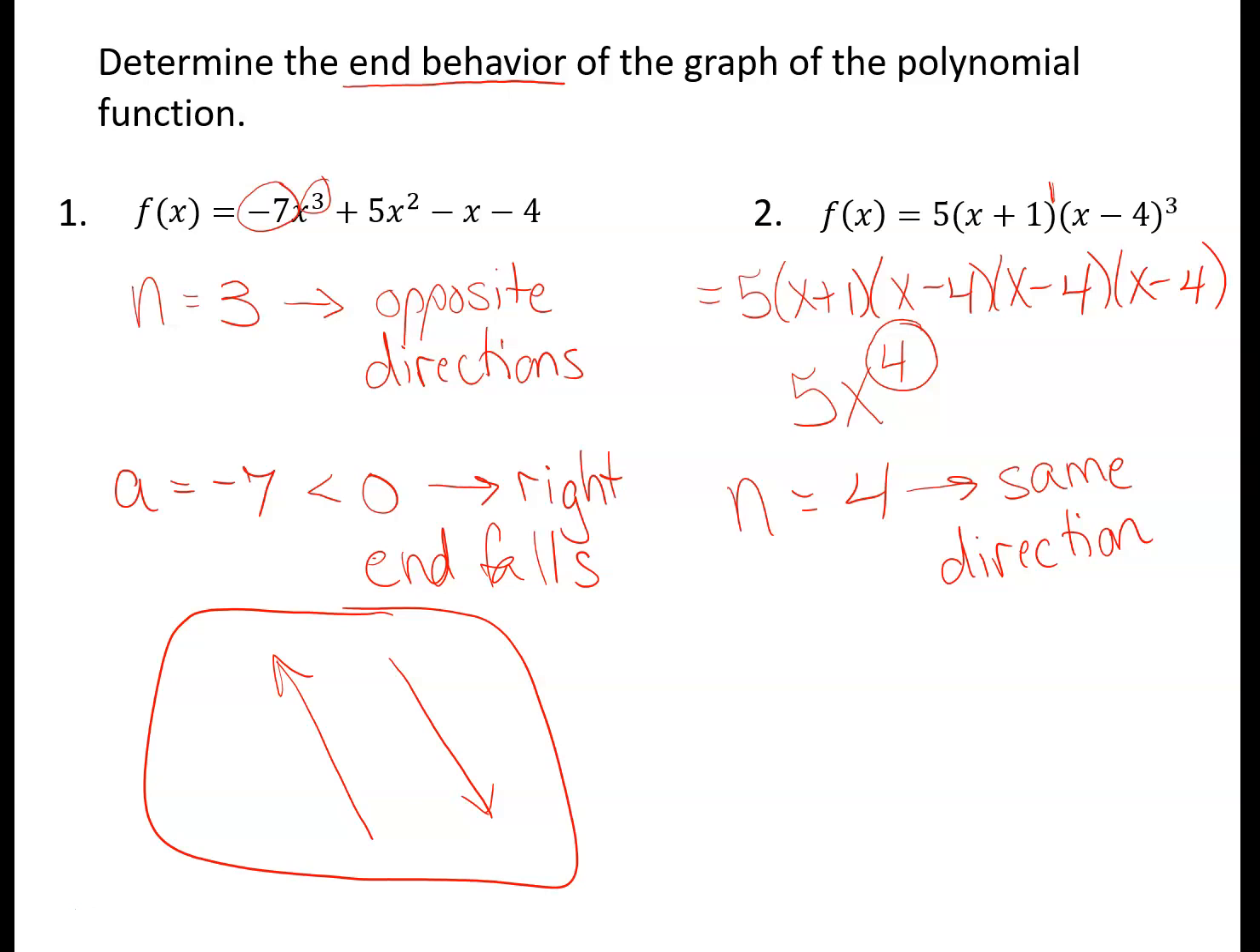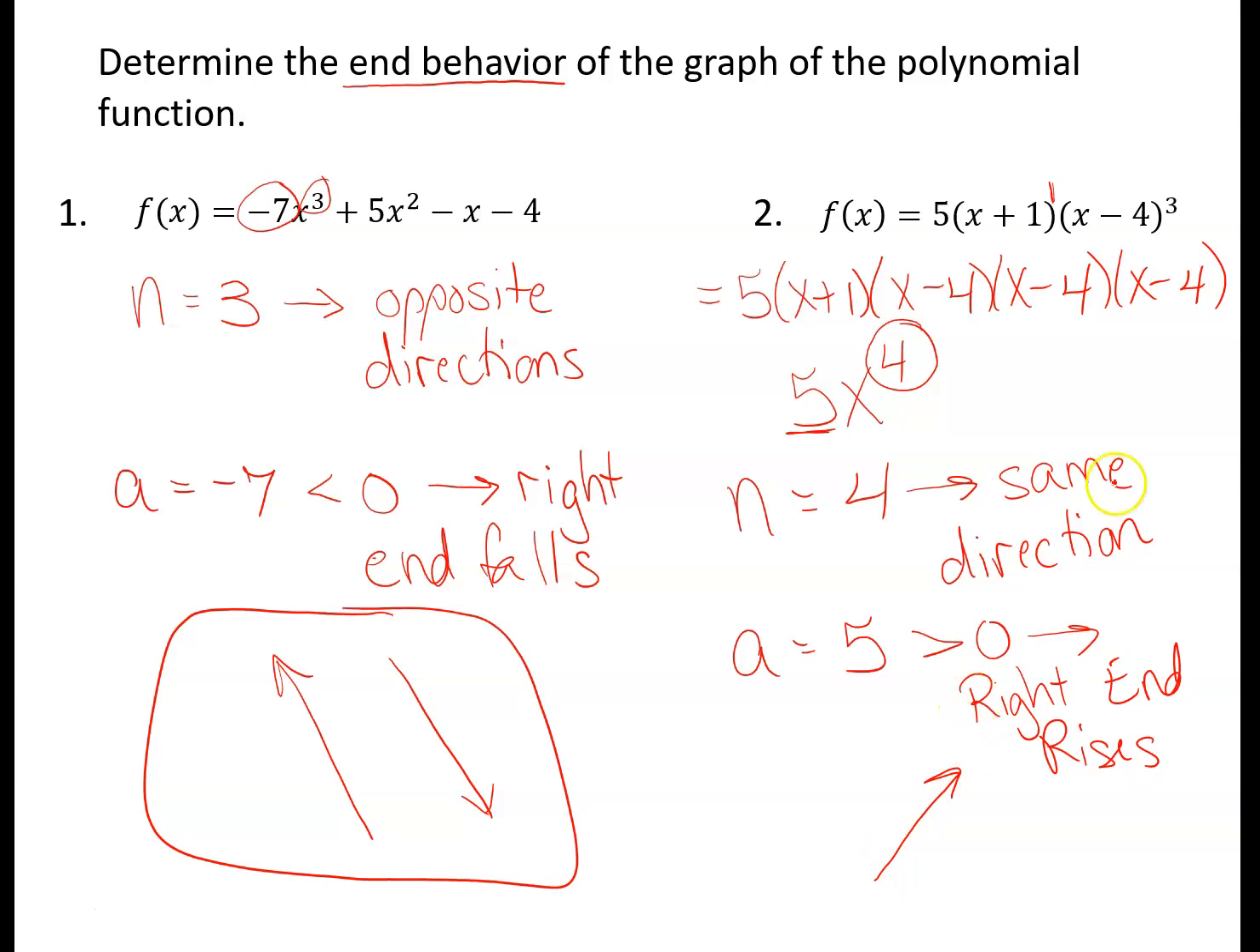Now I'm going to look at my leading coefficient, which is the 5. A is 5, positive. Okay, so when it's positive, it tells me the right end rises. Think of a positive slope. It goes up from left to right. Now, because the ends go in the same direction, my left end also goes up, but it's not going to be parallel. When n is even, they kind of go off in the other direction, so up to the left. They both go up.